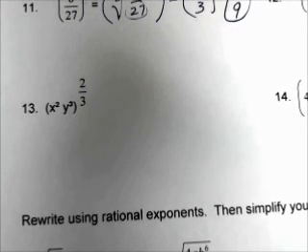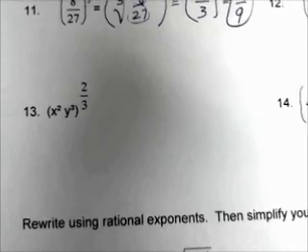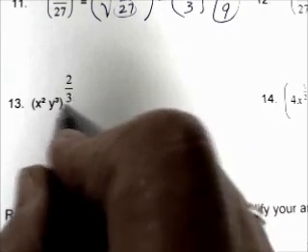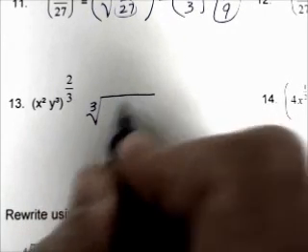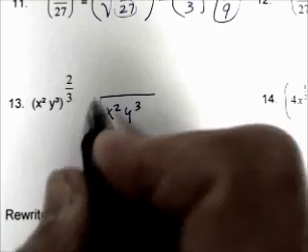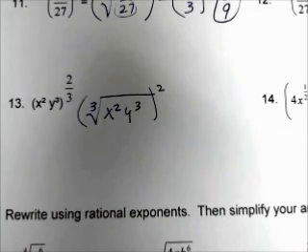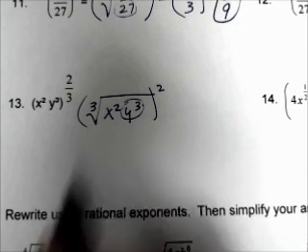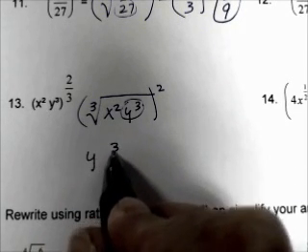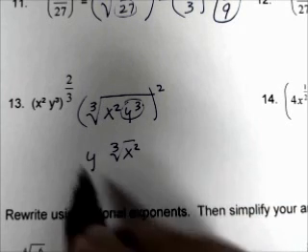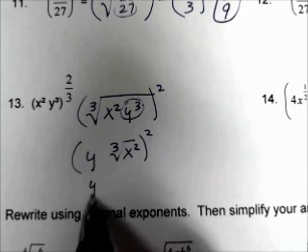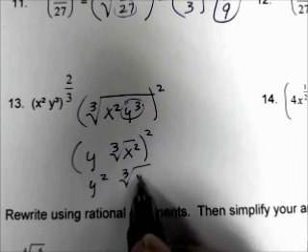Number 13, we have x squared y to the 3rd raised to the 2/3. Okay, so this is our root. So we're looking for the cube root of x squared y to the 3rd, and then we are going to square that result. This is the only part that's a perfect cube. Out comes its cube root, y. Cube root of x squared, now squared. Distributing, we get y squared, cube root of x to the 4th.